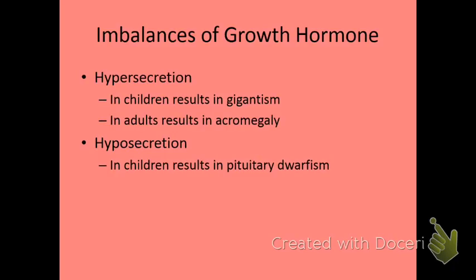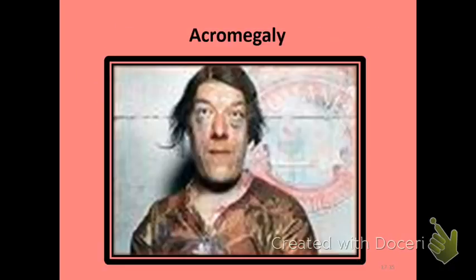Hyposecretion in children results in dwarfism. If we don't secrete enough, the epiphyseal plates will close early, and the children will be short in legs and arms. The short stature is not due to genetics, but purely due to hormones. This is a picture of a female with acromegaly.